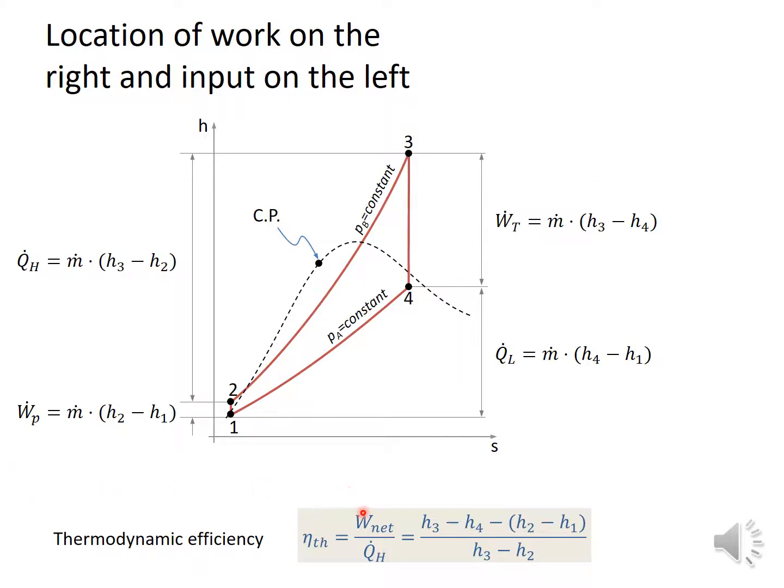we see that we get an expression for the W dot net, which is just W turbine minus W pump, and you get (H3 minus H4) minus (H2 minus H1), and you divide by the heat that you add during constant pressure in the boiler as H3 minus H2. So here we get thus the expression for the thermal efficiency as a function of the enthalpies in the system.